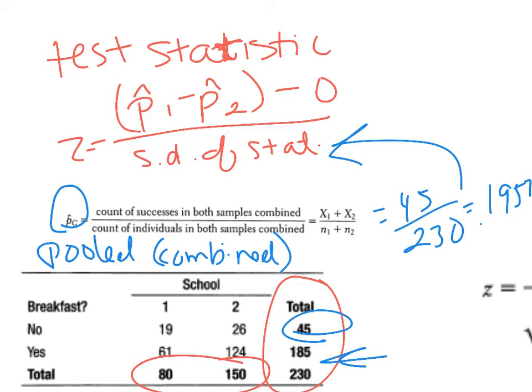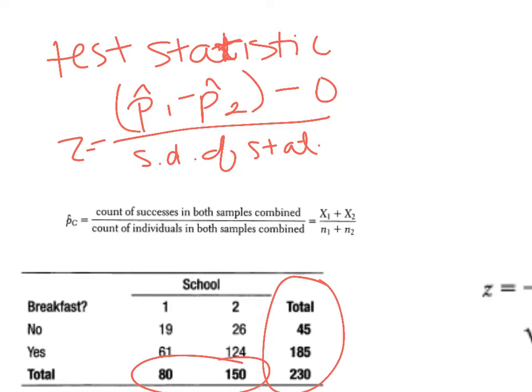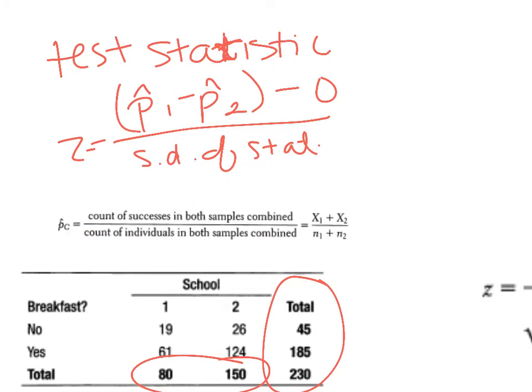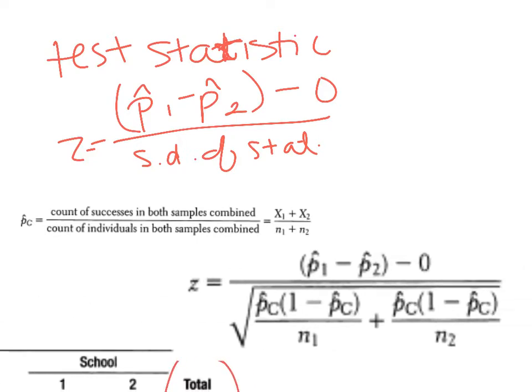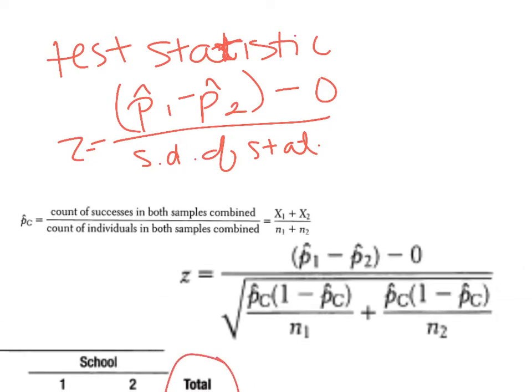That value is what I'm going to use to calculate the standard deviation of the statistic. I'm going to use that value in both samples in place of P1 and P2 in the denominator. What that looks like is this right here. I use my actual samples up in the numerator, but in my denominator you'll notice I'm not using my samples. I'm using that pooled or combined proportion.